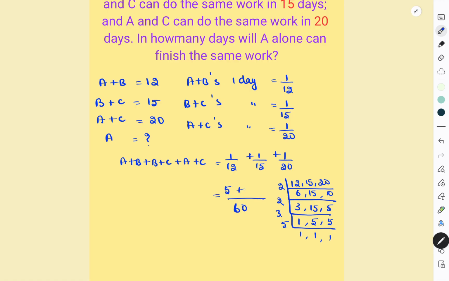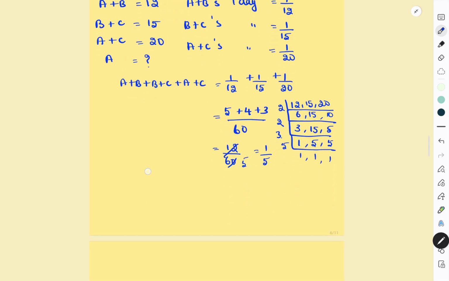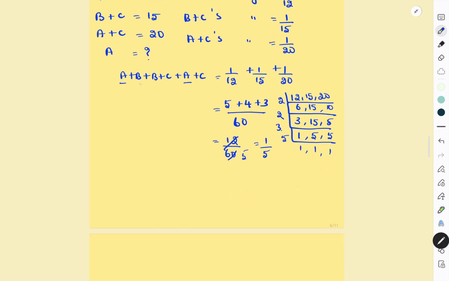5 plus 4 plus 3, which is 9 plus 3 is 12 by 60, which is equal to 1 by 5. Okay. So A plus A 2 times, B plus B 2 times, C plus C 2 times. So 2 into a plus b plus c equal to 1 by 5. So a plus b plus c's one day work equal to 1 by 10.